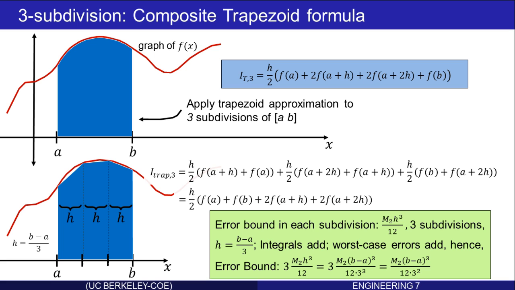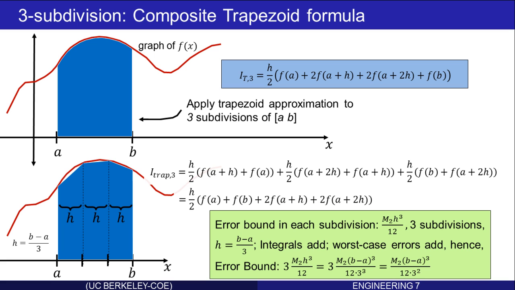Substituting in for h, b minus a cubed over 3 cubed, one of the 3's cancels, and we're left with m2 times b minus a cubed over 12 times 3 squared. Assuming m2 is a bound on the second derivative of f over the interval, then this is an absolute bound on the error between the 3 subdivision trapezoid formula and the actual integral.